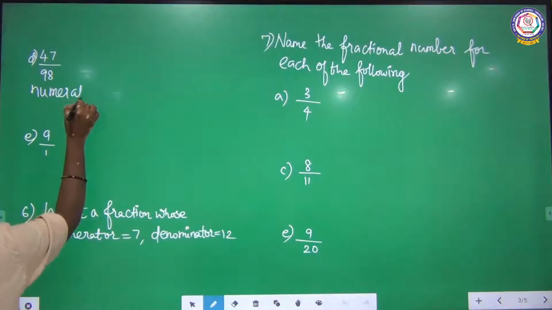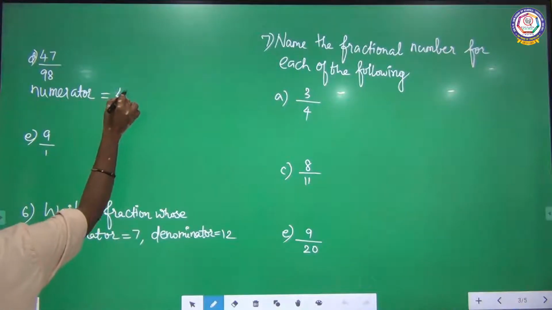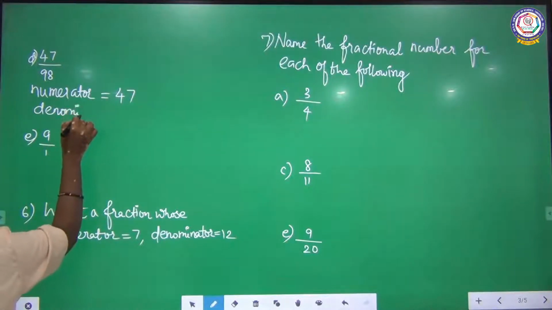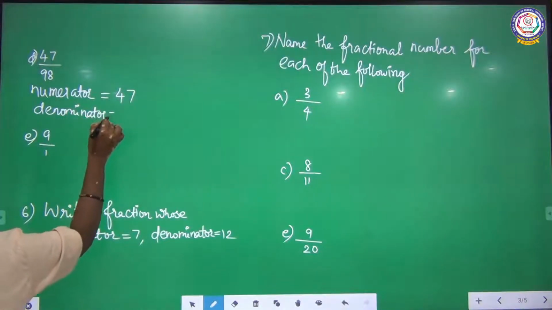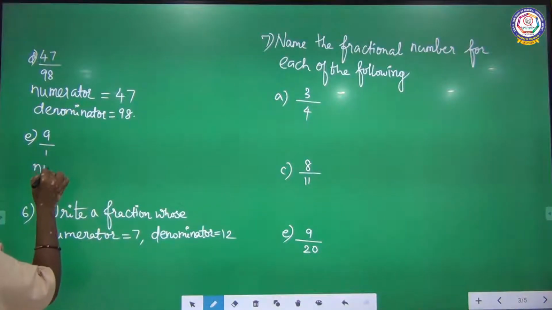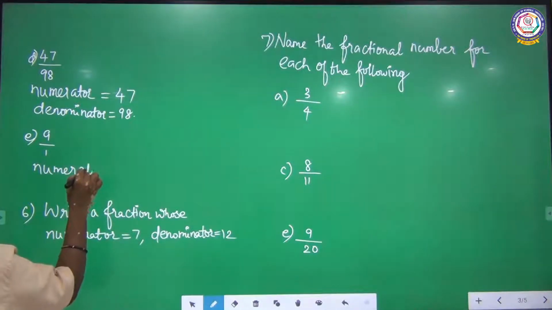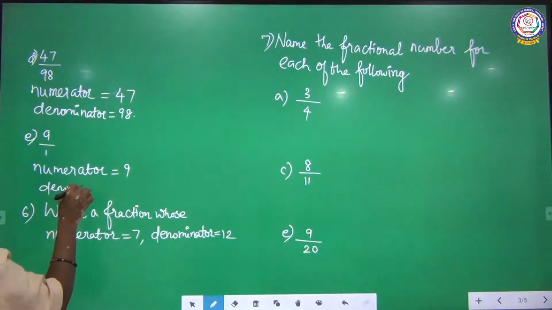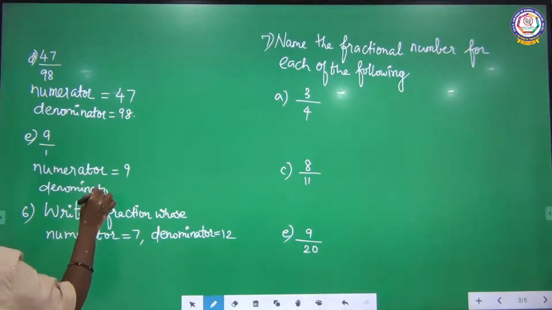My numerator is what? Above the line. So 47, and my denominator is below the line. So 98. Can you clear this children? See, what is a division line? The above the line is what? Numerator, and below the line is what? Denominator. So now when I am coming to this E sum, what is my numerator here? 9. And what is my denominator? Denominator is equal to 1.